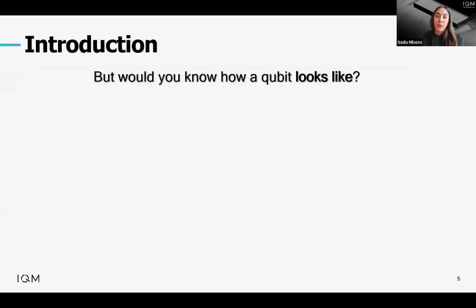But now I have a question for you, and I've seen some of the questions being asked already today. Now that you know how a qubit behaves and what it is capable of when manipulated with some specific gates, would you know what a qubit looks like? If you had to guess, I have 4 guesses for you today. So go on and write in the chat which option you think is the correct one.